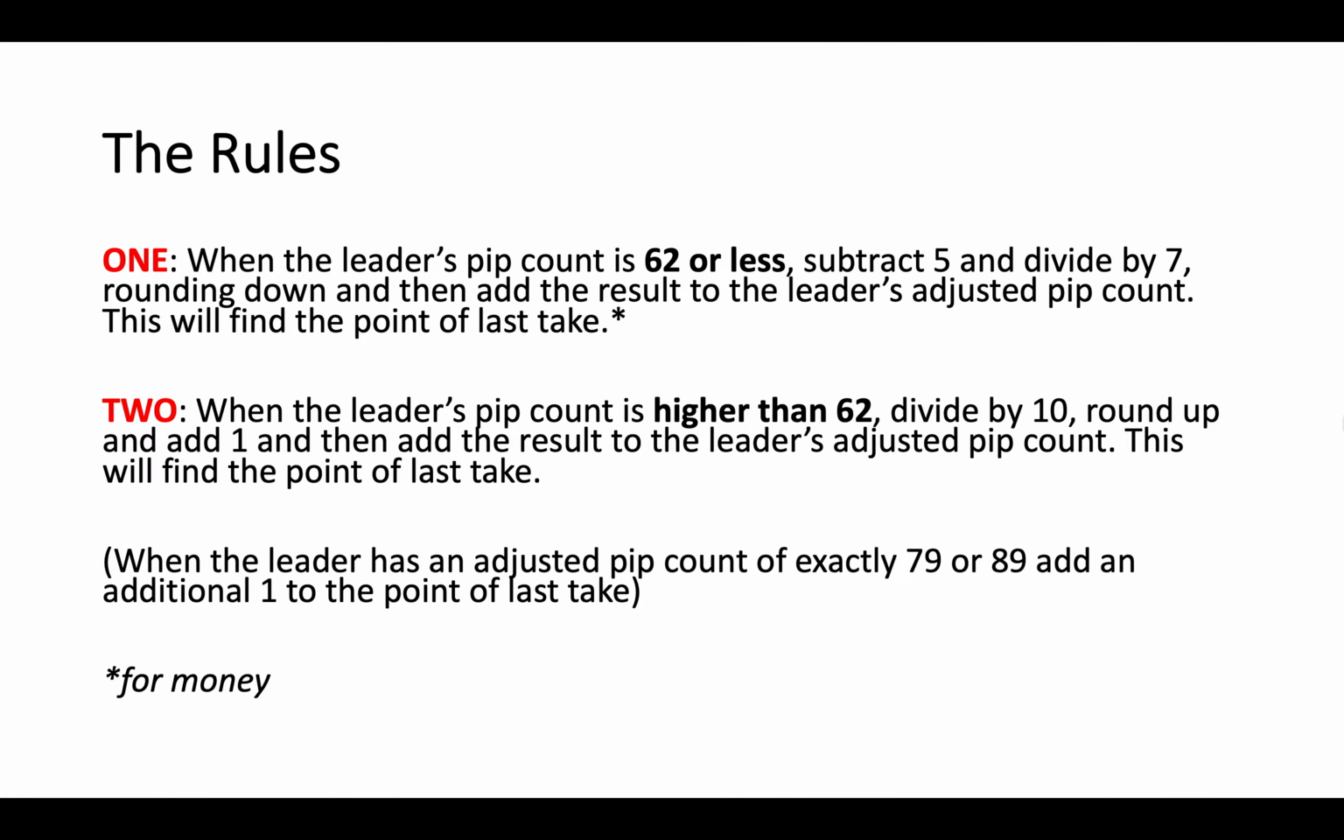And one exception there in the brackets is that when the leader has an adjusted pip count of exactly 79 or 89, you add an additional 1 to the point of last take. So that is a small exception, but even Walter Trice says in Backgammon Boot Camp that you don't really need to remember that small adjustment, he goes so far as to mention. So really focus on Rule 1 and Rule 2, dependent on the leader's pip count being 62 or less or higher than 62. So let's look at some positions to go into this.